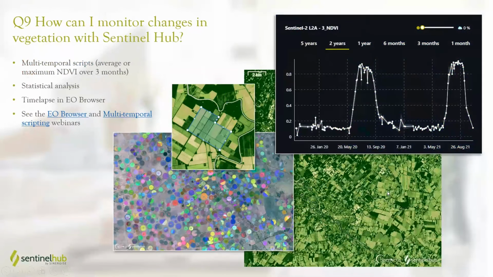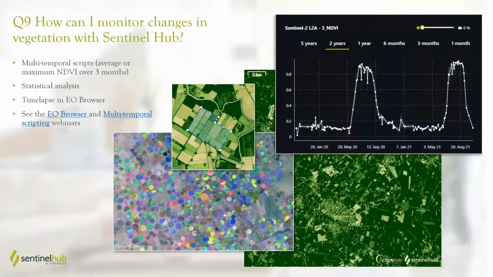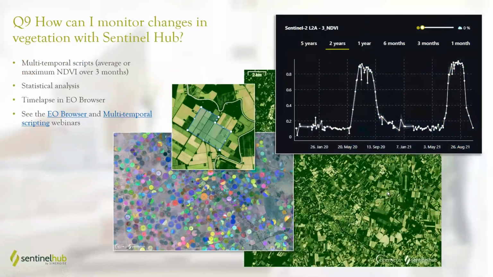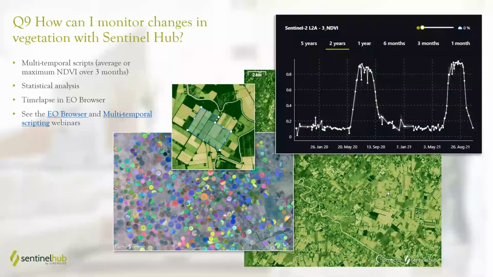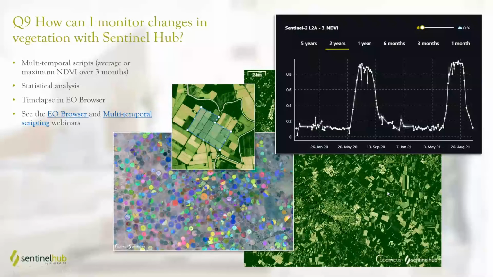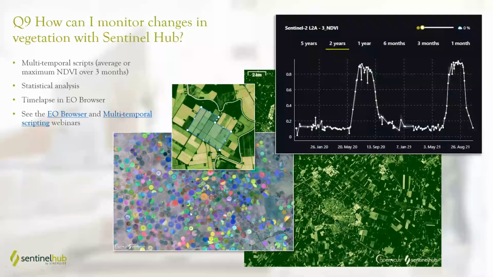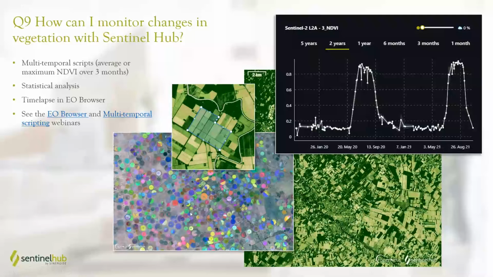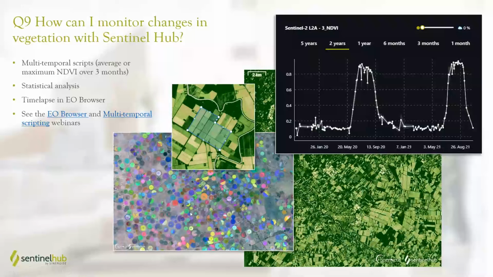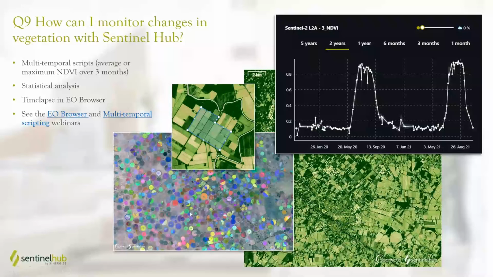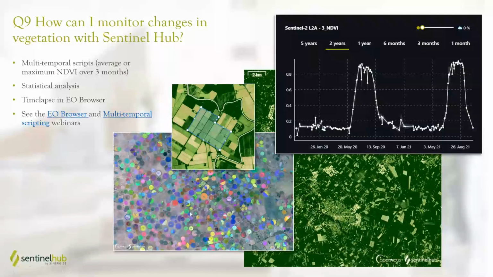Okay, question number 9. How can I monitor changes in vegetation with Sentinel Hub? So this can be done in three main ways. You can use multi-temporal scripts, where you can, for example, check the average or maximum NDVI over a certain period. For example, on this colorful image down below, you can see the average NDVI calculated for each of the 3 months, and then each result is in a separate color channel, so red, green, and blue, and then as the colors mix, you get some kind of information how vegetation, how NDVI actually changed through time.